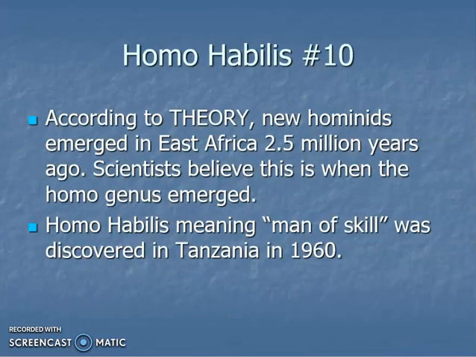All right. Well, according to theory, in all caps there, we got Homo habilis, number 10. Supposedly, scientists believe that this thing was in the line of humans about 2.5 million years ago. Again, according to theory, Homo habilis, meaning man of skill, was discovered in Tanzania in 1960.